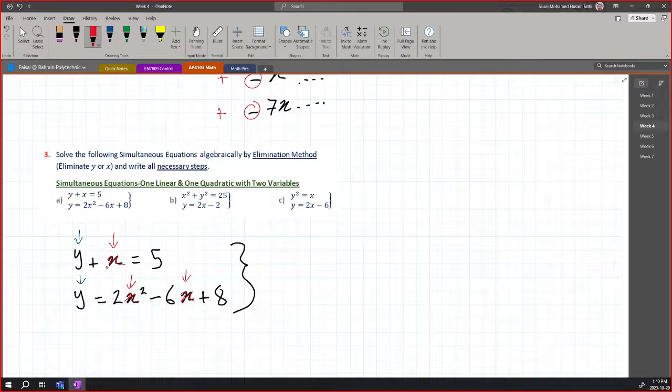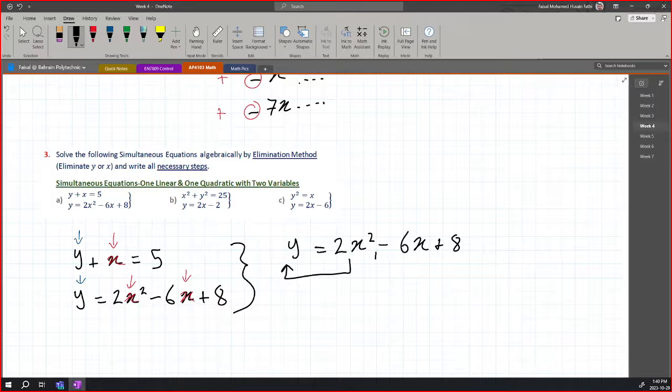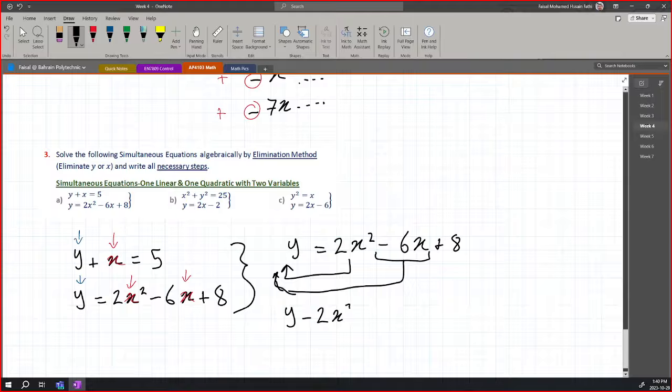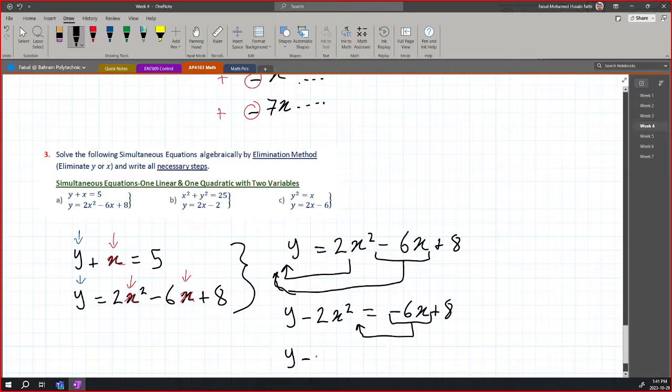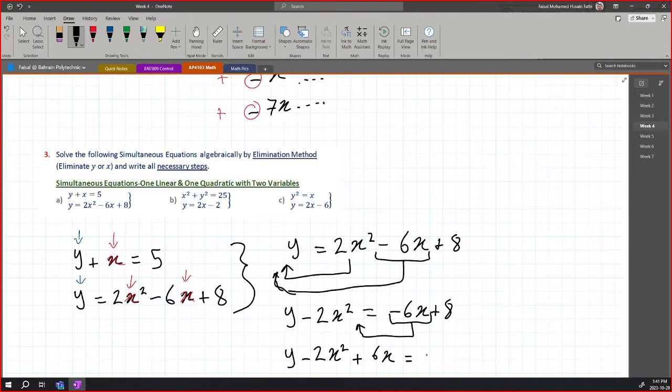The first one we have is y plus x equal 5. The y and the x are on the left side of the equation and the 5 is alone on the right, so we don't need to do anything to it. The second equation, we rewrite it: y equal to 2x squared minus 6x plus 8. We will move this 2x squared to this side and we will move this minus 6x also to this side. Okay? Let's do it step by step. When we move the 2x squared, y minus 2x squared is equal to minus 6x plus 8. Then we want to move this minus 6x to the other side. Y minus 2x squared, here minus, so it will become plus 6x is equal to 8.